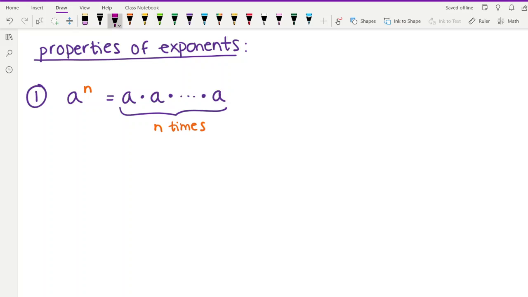So an example of that would be, like I just said, 2 to the 5th. So what is 2 to the 5th? That would be 2 times 2 times 2 times 2 times 2, right? 5 times. And so if you multiply this together, 2 times 2 is 4, times another 2 is 8, times another 2 is 16, times another 2 is 32. So 2 to the 5th is equal to 32.